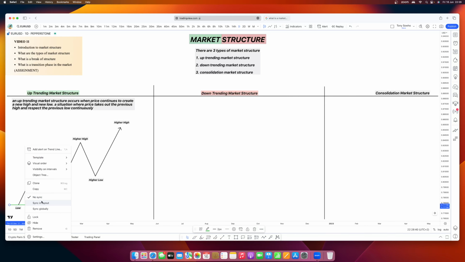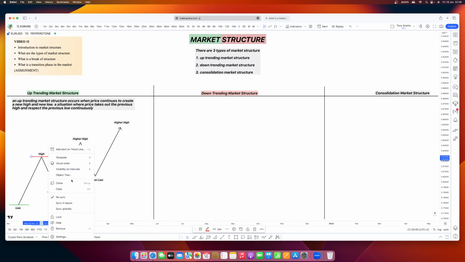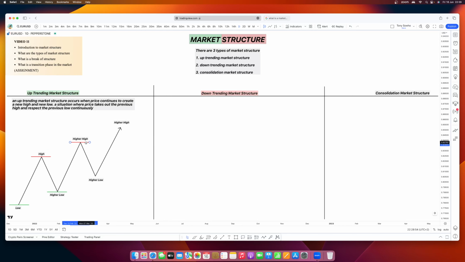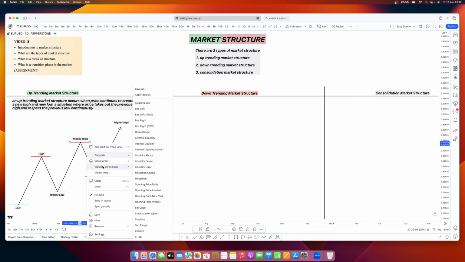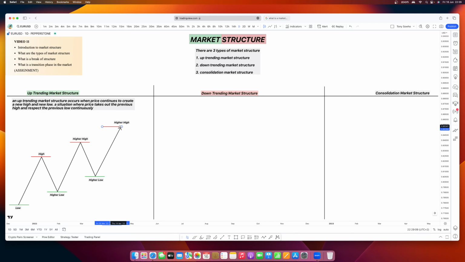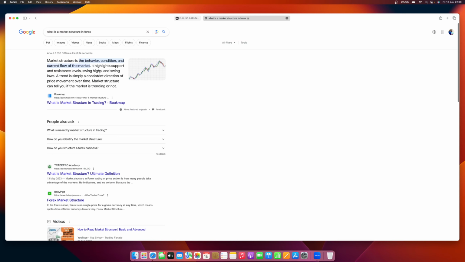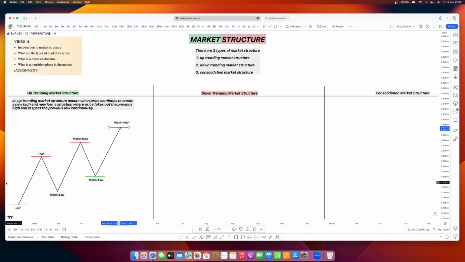Then price came down and gave us a new support. Are you seeing it now? And then price went all the way to the upside, gave us a new resistance. And then price again sold down, gives us a new support. And then price most likely has given us a new what? Resistance. So that definition, as you can see, highlights support and resistance levels. So market structure can help you to identify support and resistance levels.